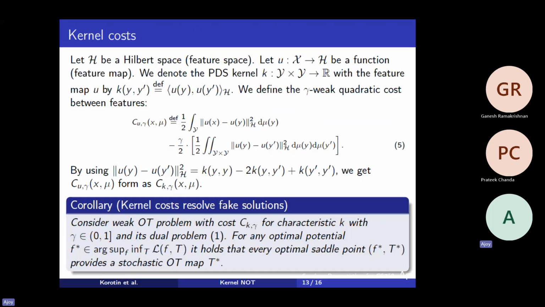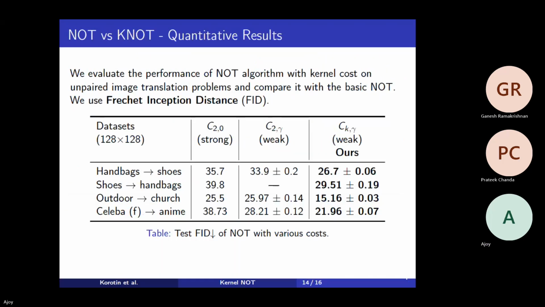Yeah, so this is just a summary of the main results of the paper: that if you use kernel cost functions, then they will resolve the problem of fake solutions. But again, there are still some issues.